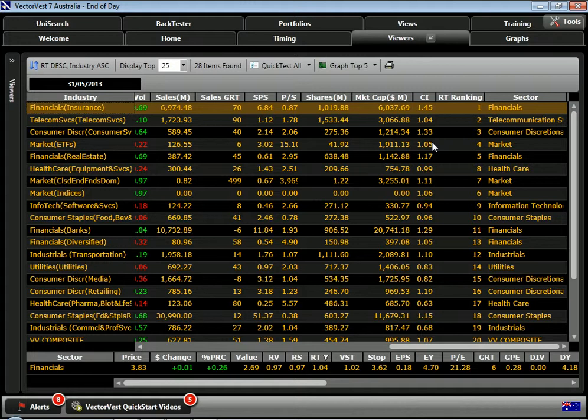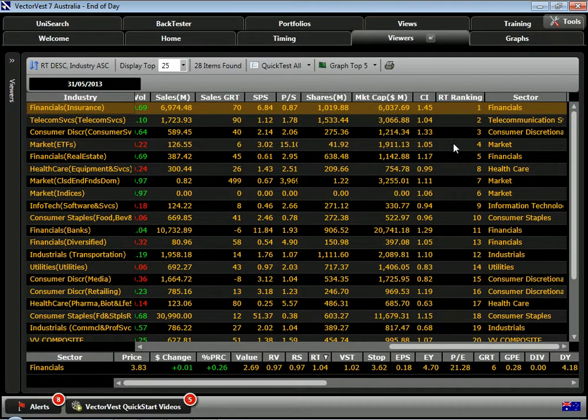We can now analyze which are rising into or falling out of the top 10. We can see which are accelerating faster by virtue of their rising rank, or conversely, which are getting left behind by their falling rank. And I'll show you how we can find that easily in the Unisearch tool later in this presentation. But again, this RT ranking is available for both industries and sectors.